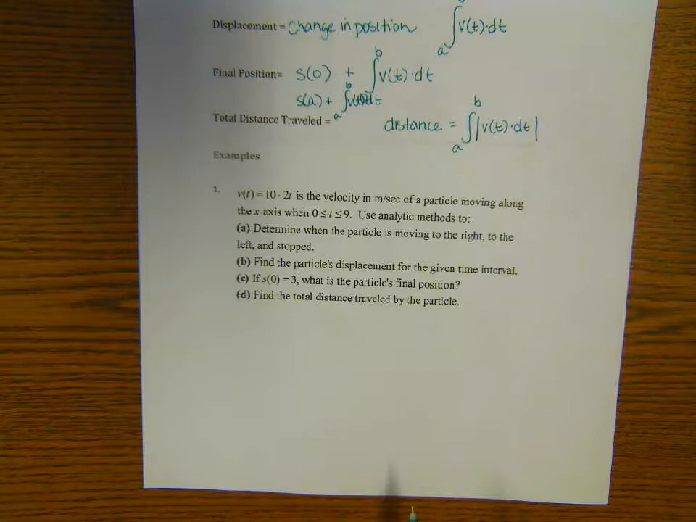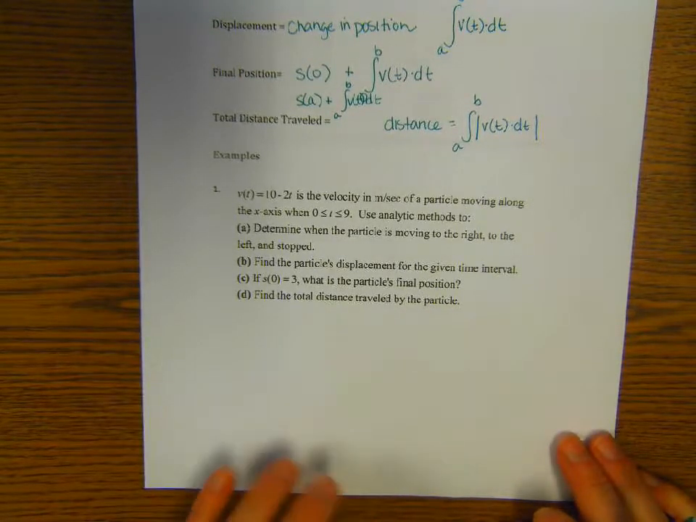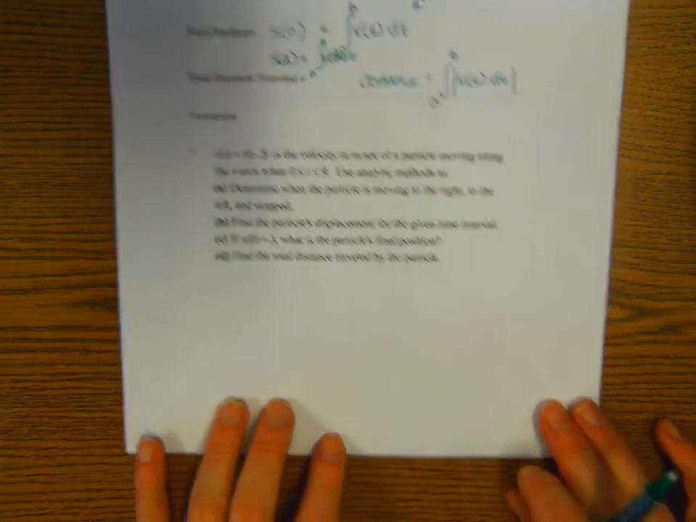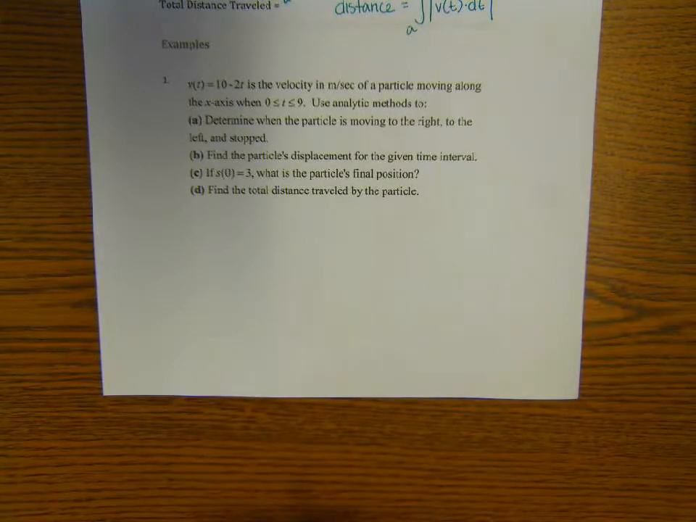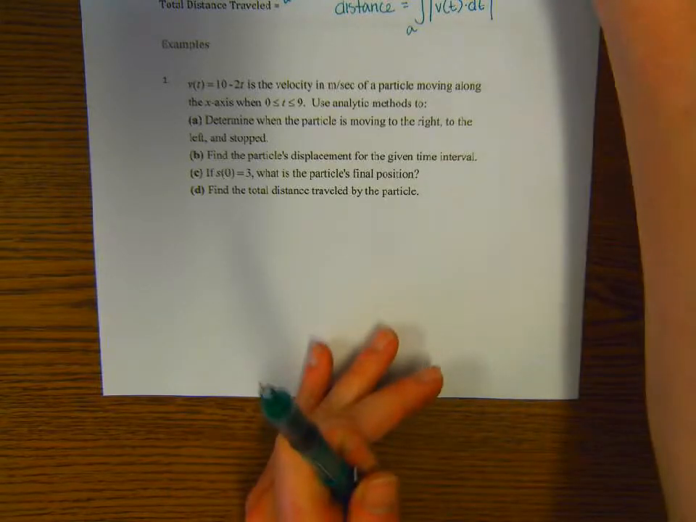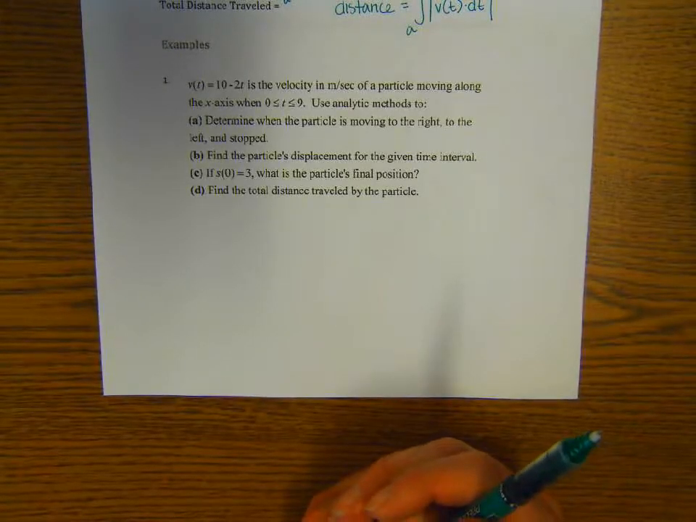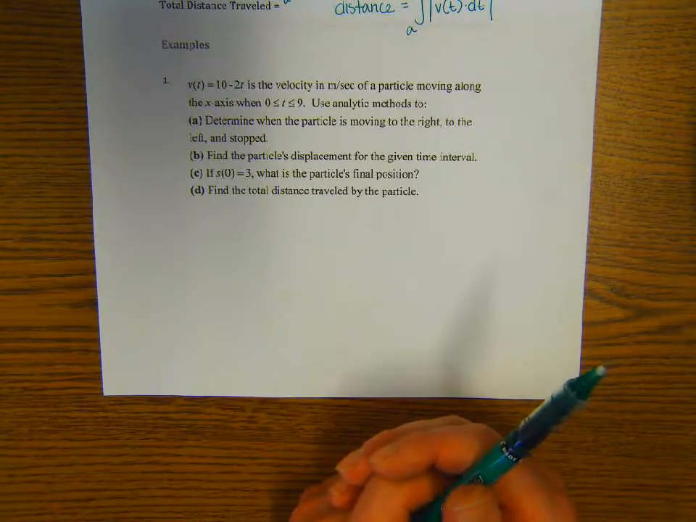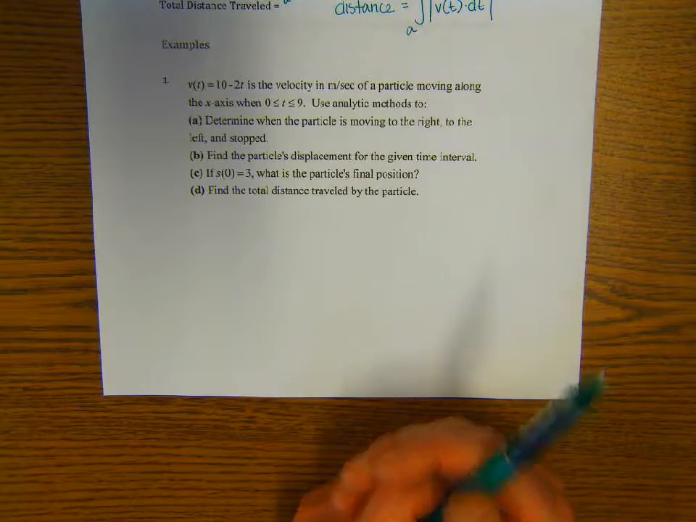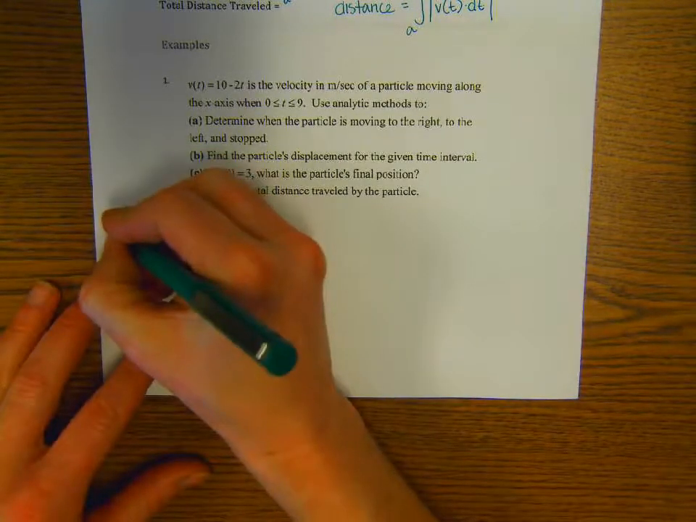Okay. So let's take a look at number 1. So here we have a velocity equation. V of t is 10 minus 2t. It is the velocity in meters per second of a particle moving along the x-axis from left to right. Use analytical methods, that means not our calculator, to determine when the particle is moving to the right, to the left, and stopped.